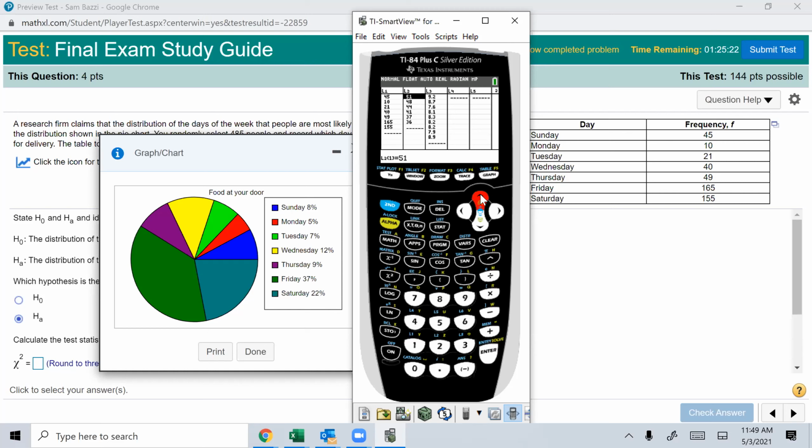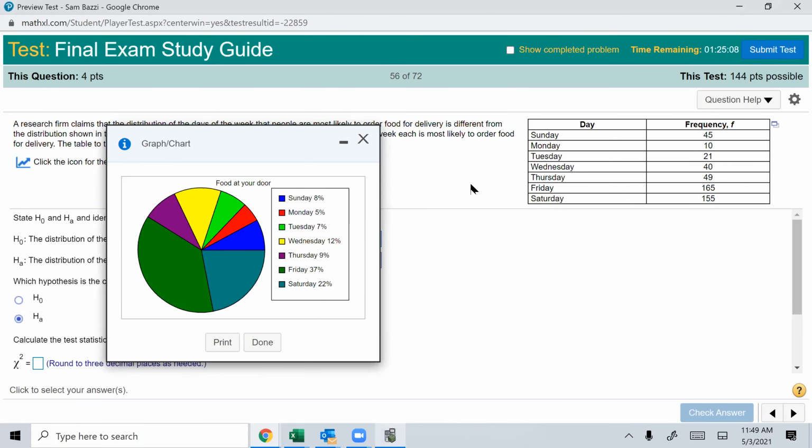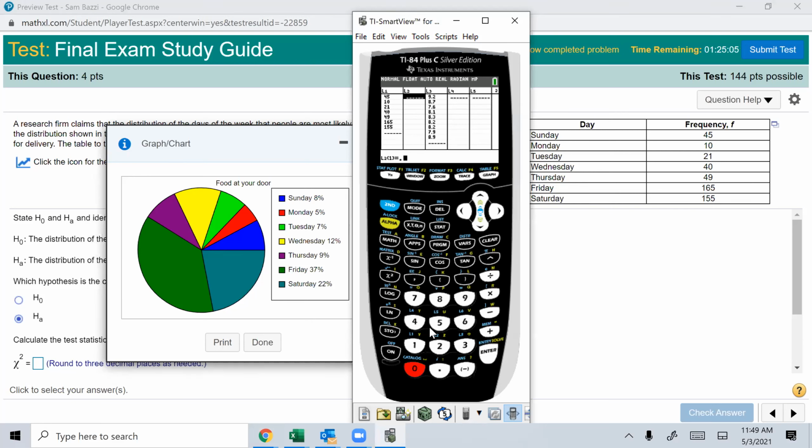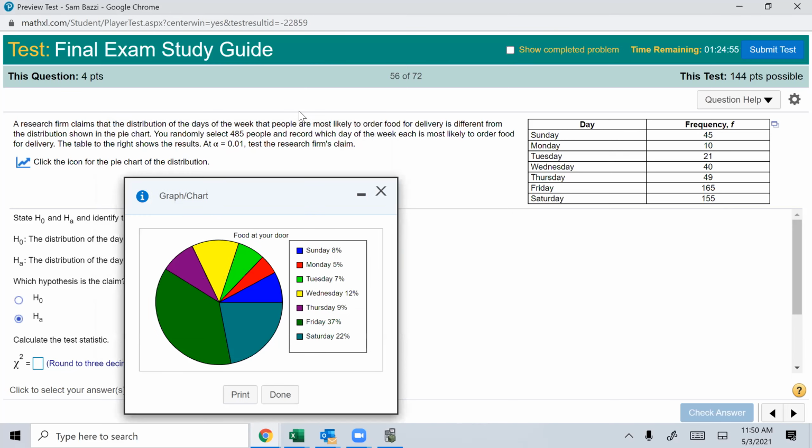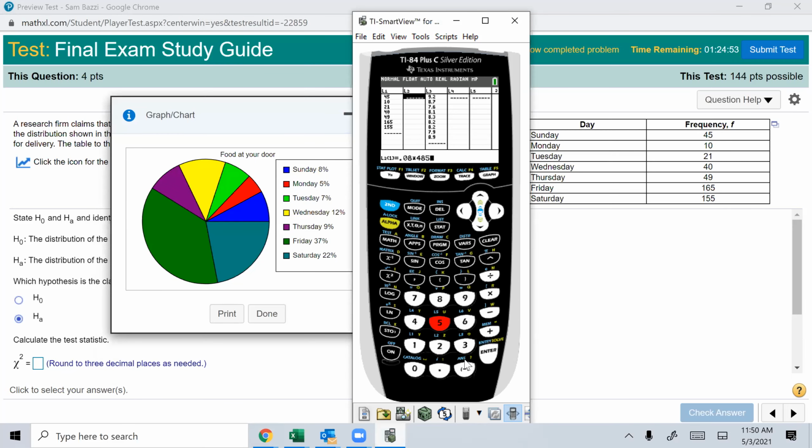Now the expected values. There's a trick here, and this is the mistake that students make. Some students will just put the percents here. That's wrong. You have to put the percents of the total. So for Sunday, it's 8% of what? Of 485. So look what we're going to do, guys. We're going to put 0.08 times 485. Enter.